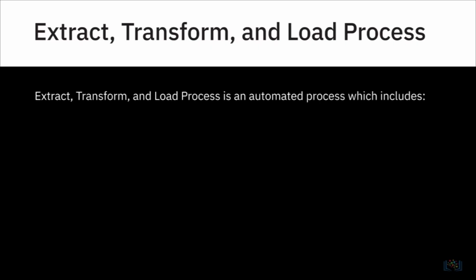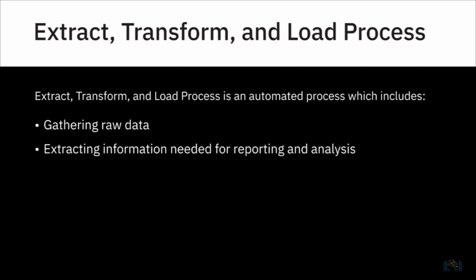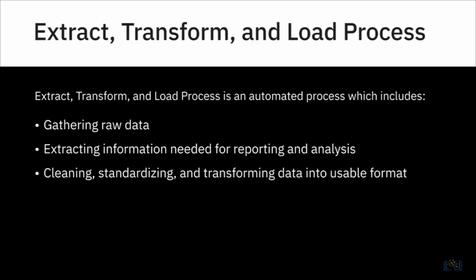Now we come to the process that is at the heart of gaining value from data, the extract, transform, and load process, or ETL. ETL is how raw data is converted into analysis-ready data. It is an automated process in which you gather raw data from identified sources, extract the information that aligns with your reporting and analysis needs, clean, standardize, and transform that data into a format that is usable in the context of your organization, and load it into a data repository. While ETL is a generic process, the actual job can be very different in usage, utility, and complexity.